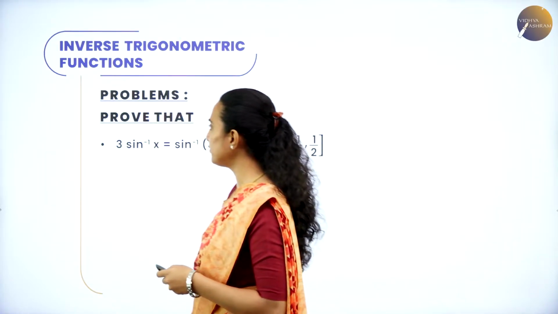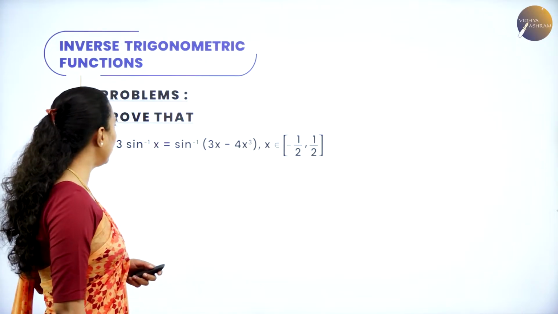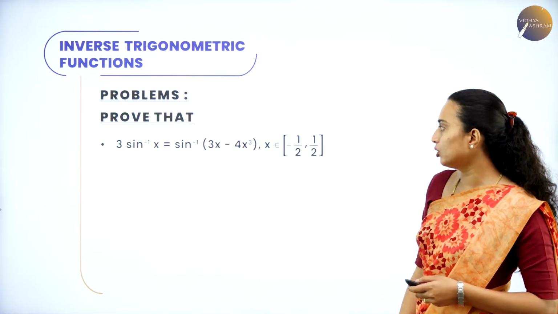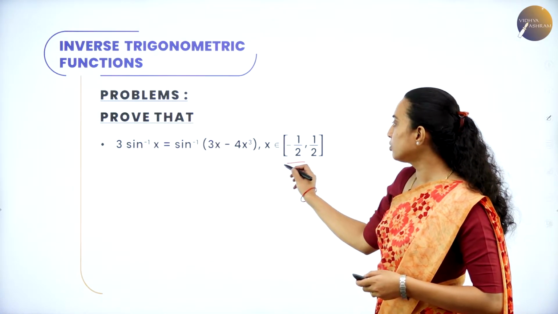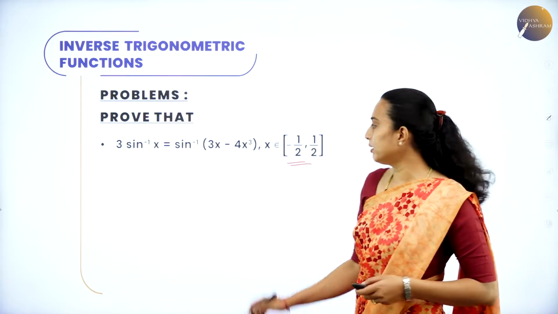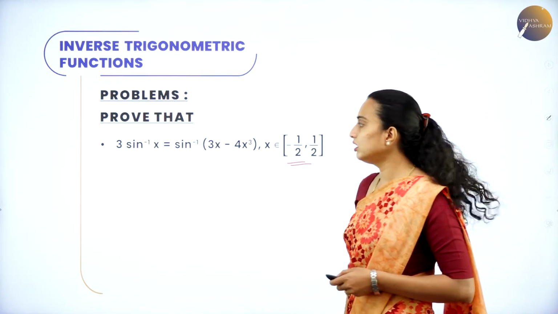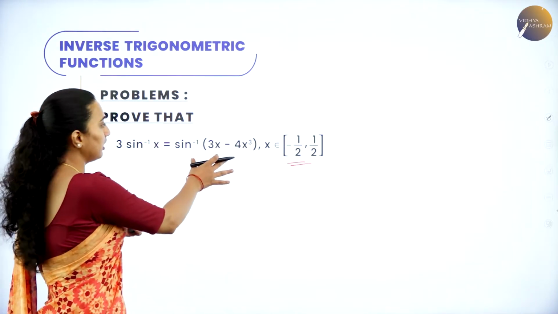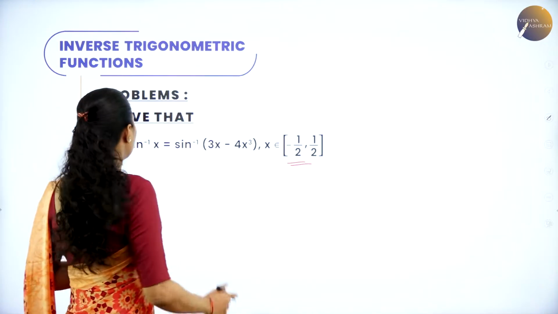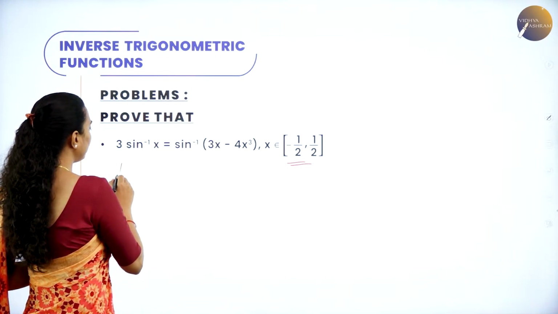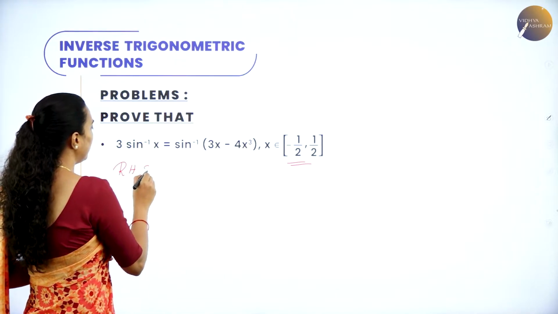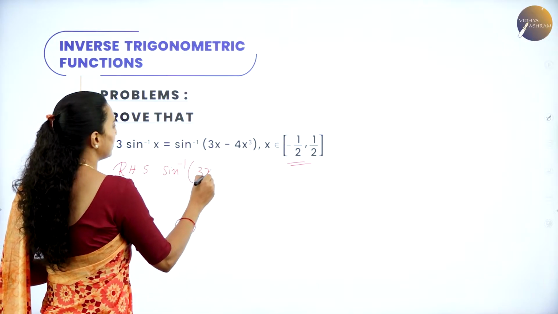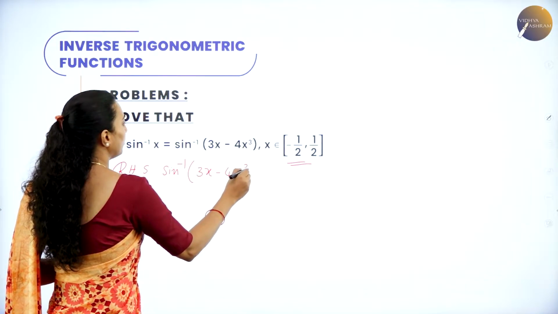So the first problem I have taken here, prove that 3 sine inverse x is equals to sine inverse of 3x minus 4x cube for all x belongs to minus 1 by 2 comma 1 by 2 closed interval. Okay, so here I am going to take the substitution method and then I am going to take the right hand side, then proving the left hand side. So here the right hand side is nothing but what? Right hand side, given it as sine inverse of 3x minus 4x cube, isn't it?